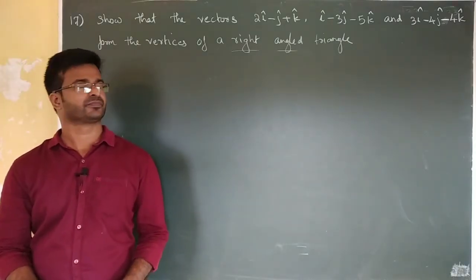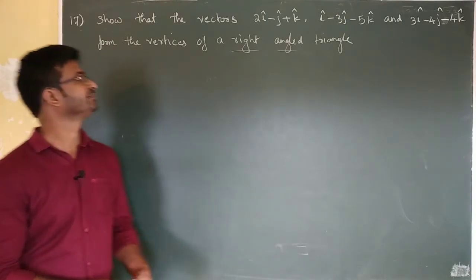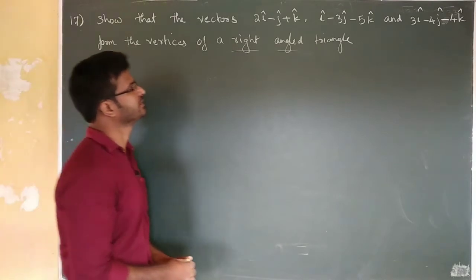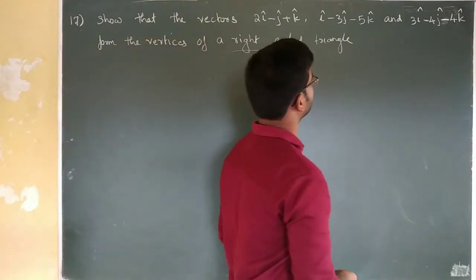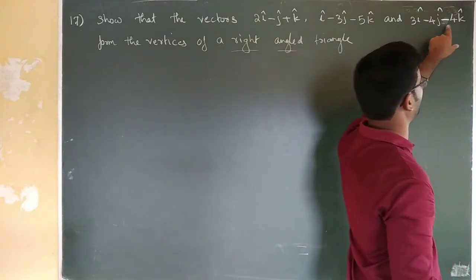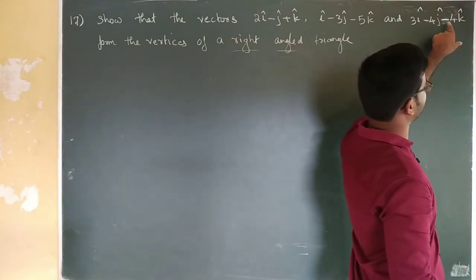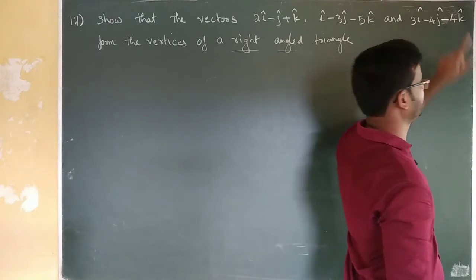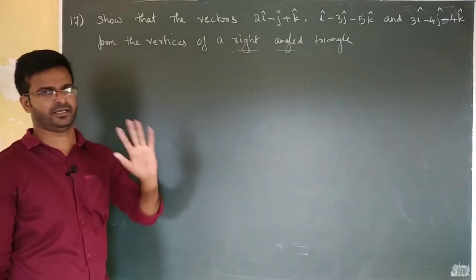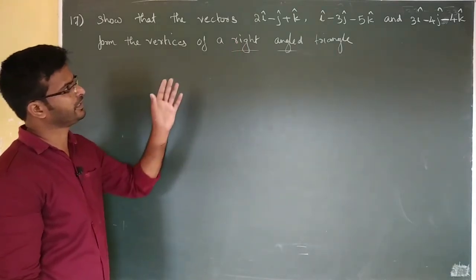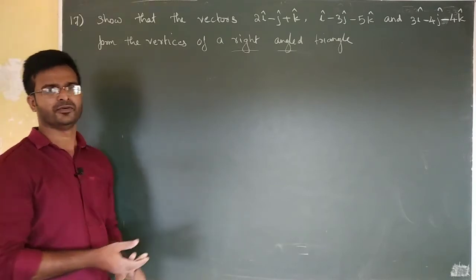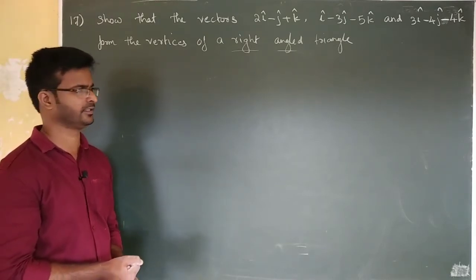Now we can see question number 17. Show that the vectors 2i minus j plus k, i minus 3j minus 5k and 3i minus 4j minus 4k. In our textbook they have written plus, change it to minus 4k. They form the vertices of a right angle triangle. Here 3 position vectors are given, we have to prove that they are the vertices of a right angle triangle.